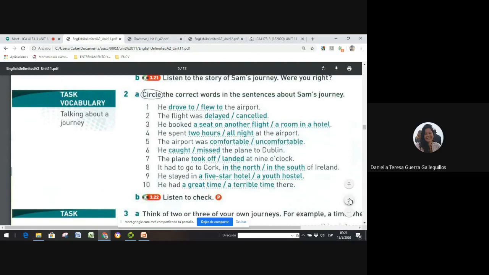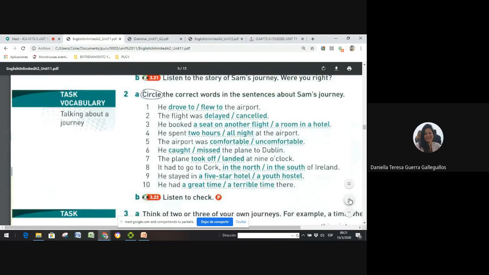9. He stayed in a 5-star hotel. Hotel. Acuérdate del sonido. Hotel. Thank you. 10. He had a great time there. Thank you very much, ladies.